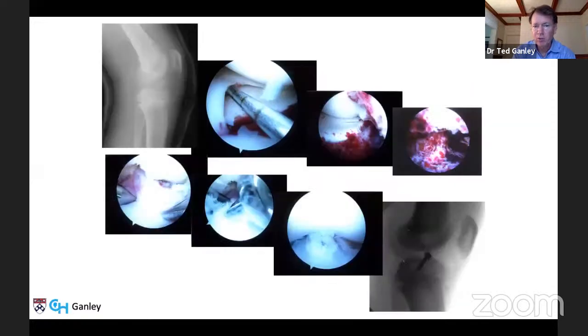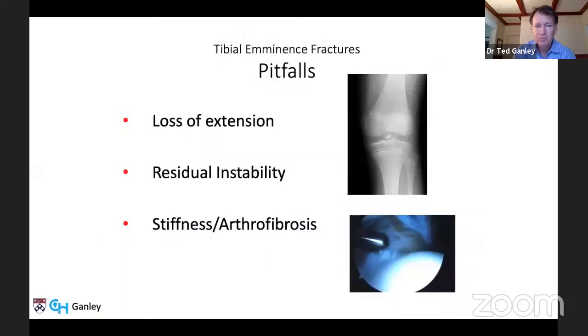Here's one example of the intermeniscal ligament getting interposed in the second image from the upper left. So a probe sweeping that out of the way. I get the debris out before using mid-patellar portals to secure, whether it's with screws or sutures. Pitfalls: loss of extension, residual instability, and stiffness and arthrofibrosis.